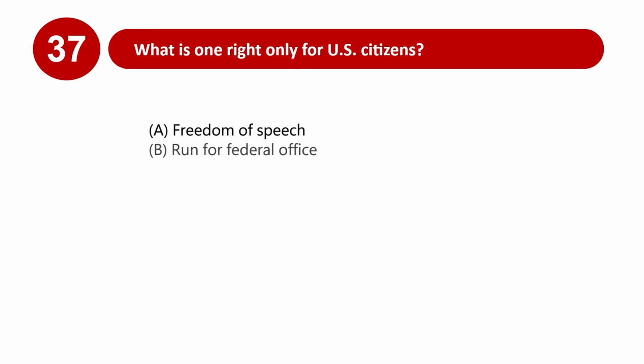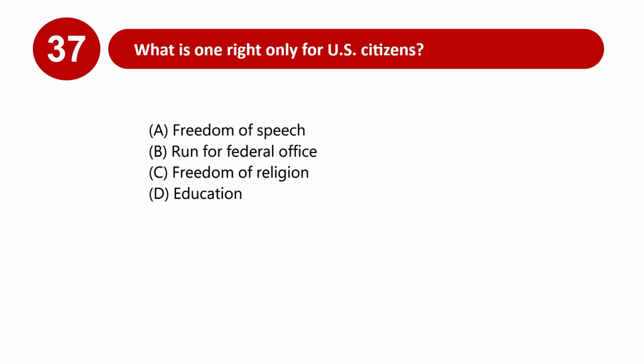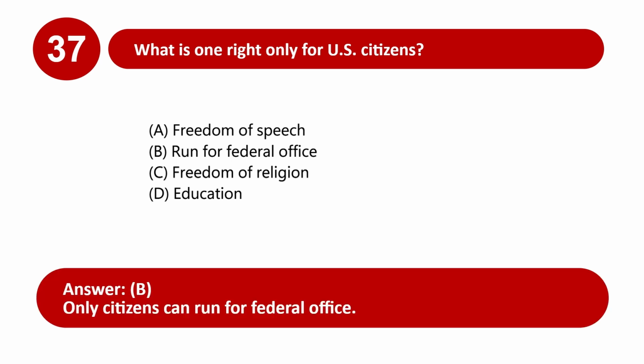What is one right only for U.S. citizens? A. Freedom of speech. B. Run for federal office. C. Freedom of religion. D. Education. Answer B. Only citizens can run for federal office.